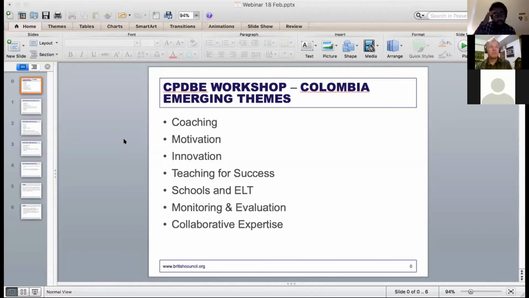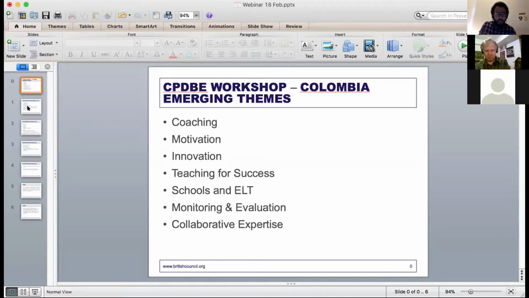Monitoring and evaluation, I'm going to focus more on that in my next couple of slides. And collaborative expertise as well, as a framework, as a concept, is a construct to develop CPD programs. So this, for you guys who have worked in the British Council projects in Colombia, you know more about that. For example, with the programs Aliados 10 or School to School, and a couple more.